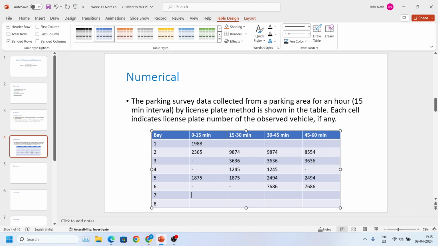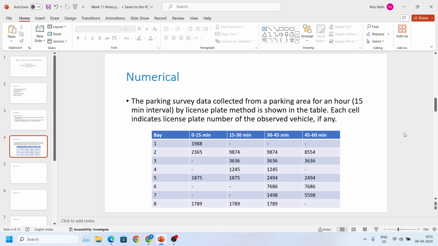So next one, these are again empty. This is 1498. And then this is 559. For this one, it's 1789. This is also 1789. This is it. So this is the problem data that you have.